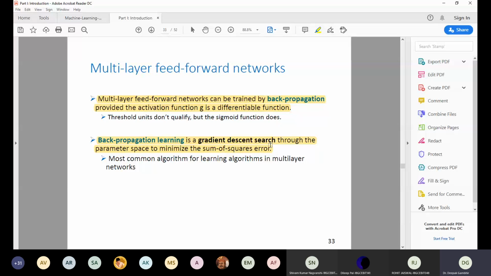You have seen that in the perceptron model, we took target minus output as an error, which is then used to find the weight. Whereas in the multi-layer feed-forward network, backpropagation learning is used, in which the gradient descent algorithm says that you need to minimize the sum of squared error. Error is target minus output, and sum of squared means summation of (target minus output) squared.